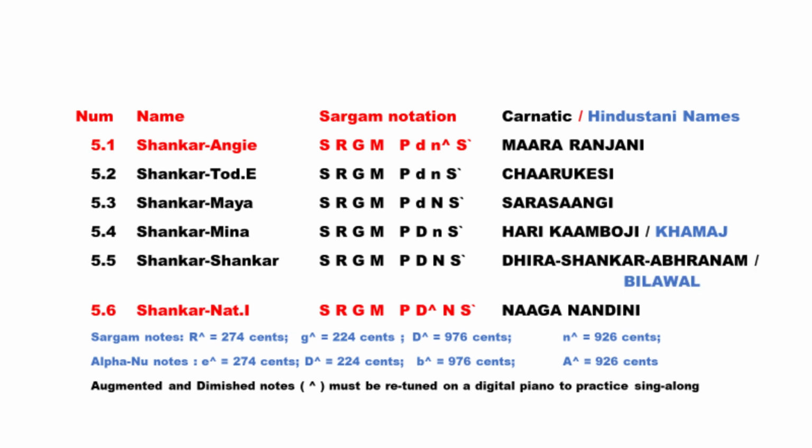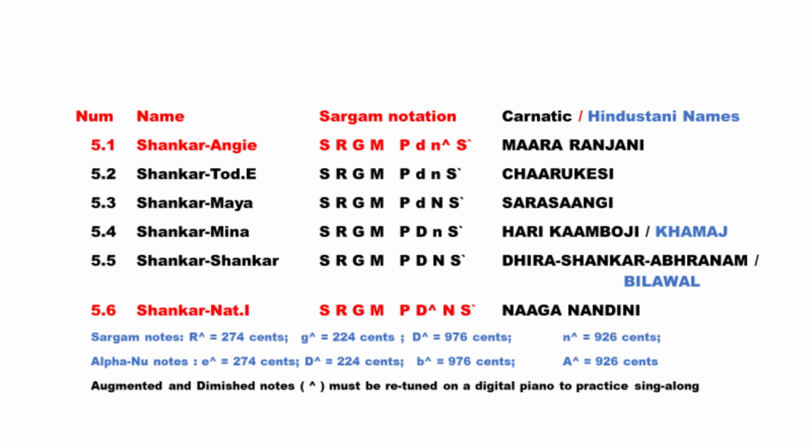And here we come to the house of Shankar. The house of Shankar has two Hindustani names. Harikambhoji is called Khamaj in Hindustani. Dheerashankarabharanam is called Bilaval in Hindustani. So Harikambhoji or Khamaj is nothing but Shankar Mina, which we already saw is the Mixolydian, and Shankar Shankar or Bilaval is nothing but the major scale or Ionian.